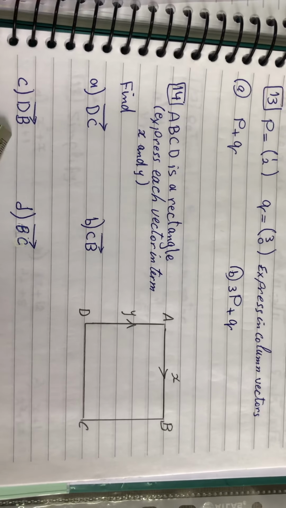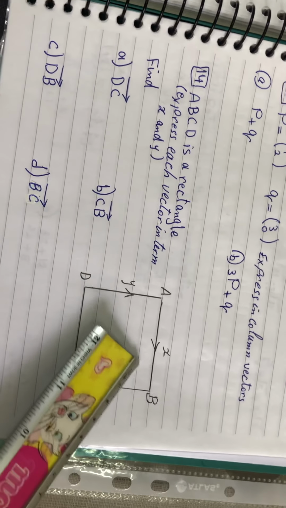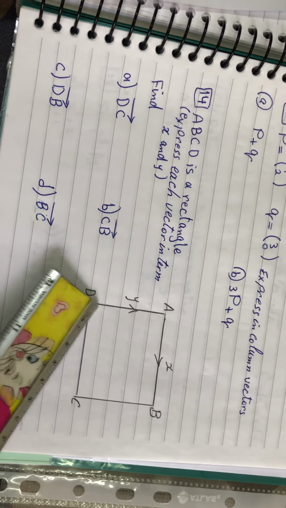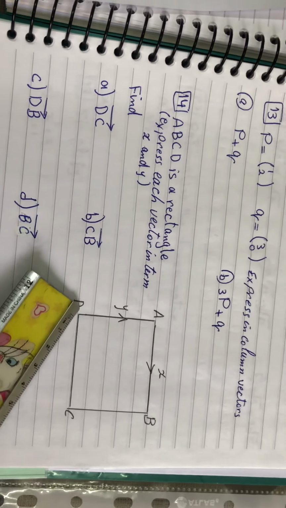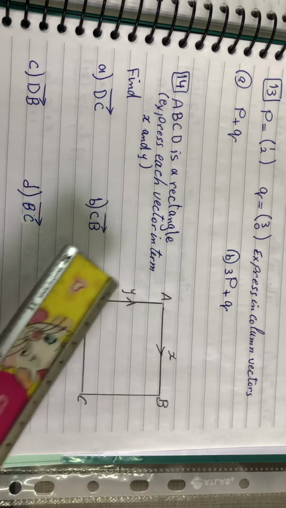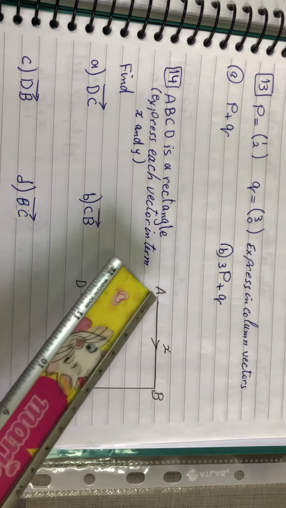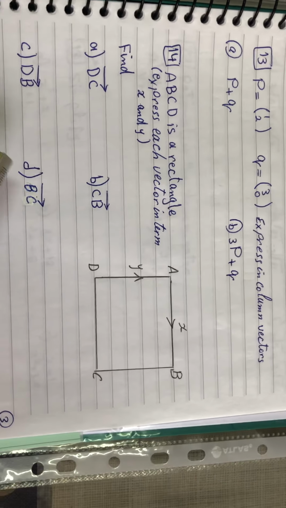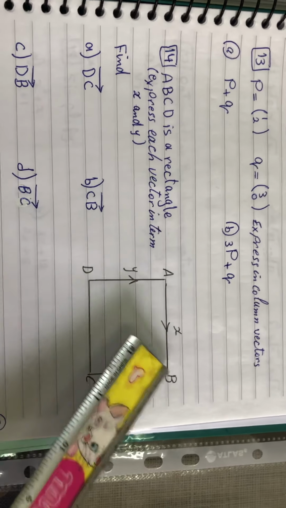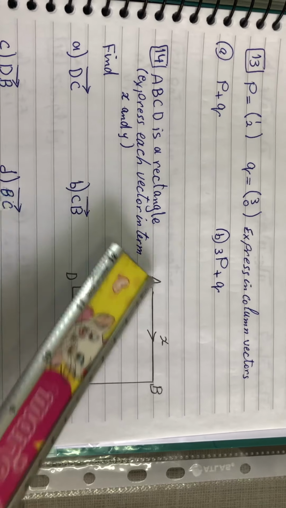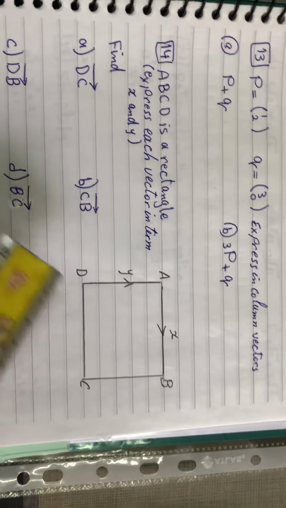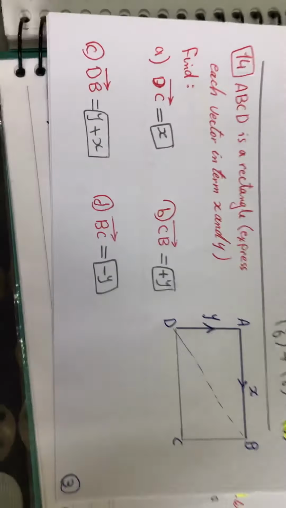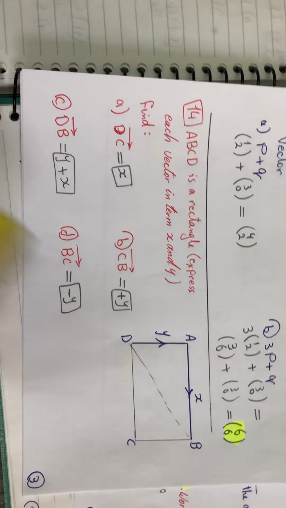I want DB. I'll make a line here and walk from D till I reach B. If I take the direction from D to A, it will be equal to Y, and from A to B, it will be equal to X. So it will be Y plus X. I want the vector BC. BC is parallel to DA, but in the opposite direction, so it will be equal to negative Y. As you see the answer here.